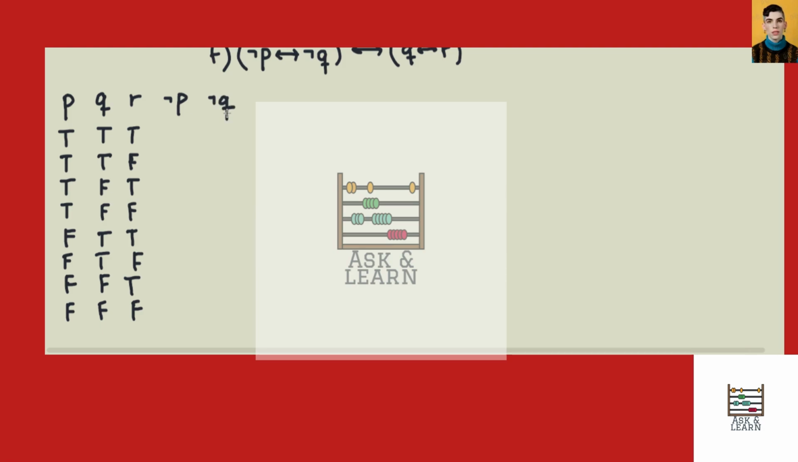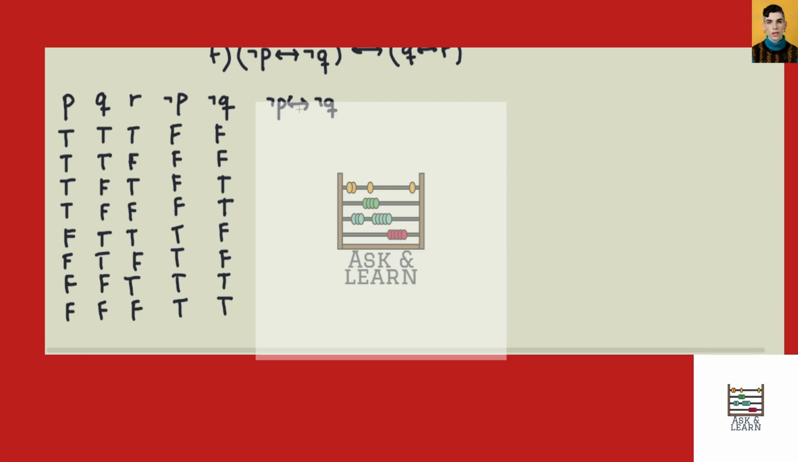So again, the negation of P truth values are the opposite truth values of P. So they are false, false, false, false, true, true, true, true. Same thing for Q. The negation of Q truth values are the opposite truth values of Q. So it's false, false, true, true, false, false, true, true. Now we'll write down the first compound proposition. So that's negation of P, biconditional statement, negation of Q.